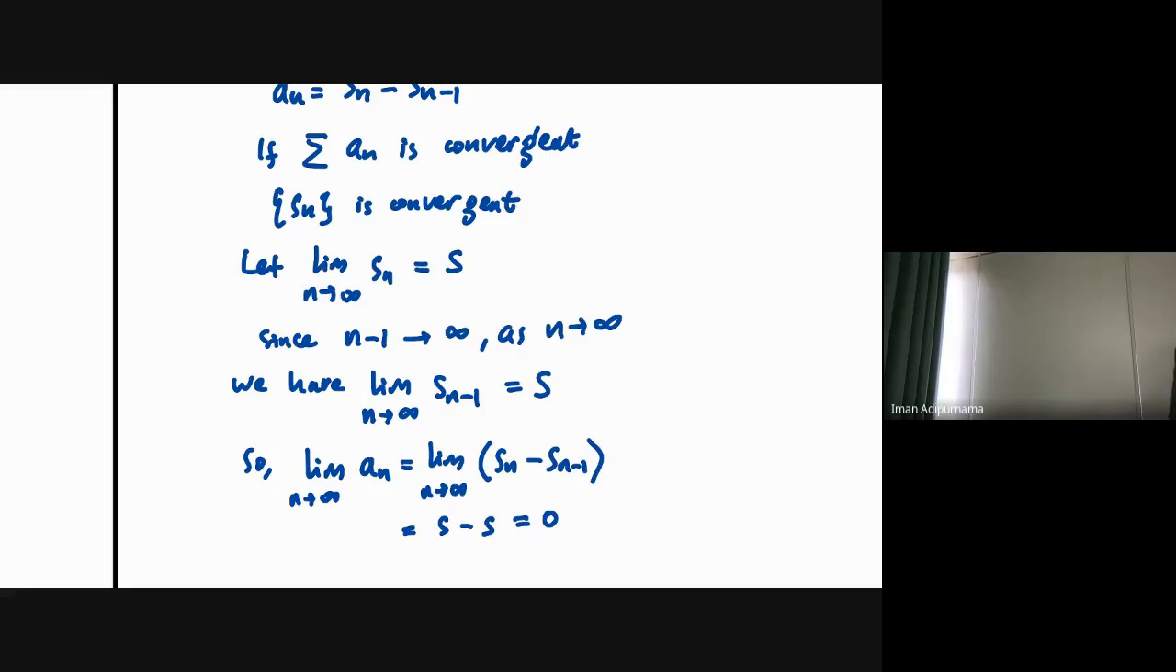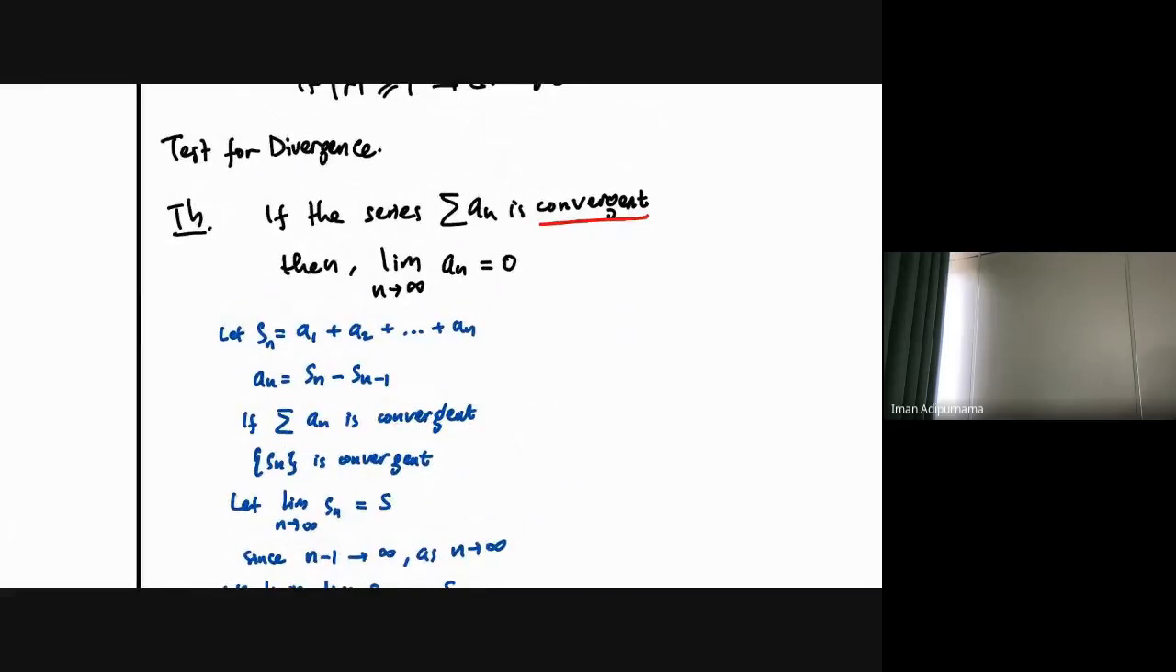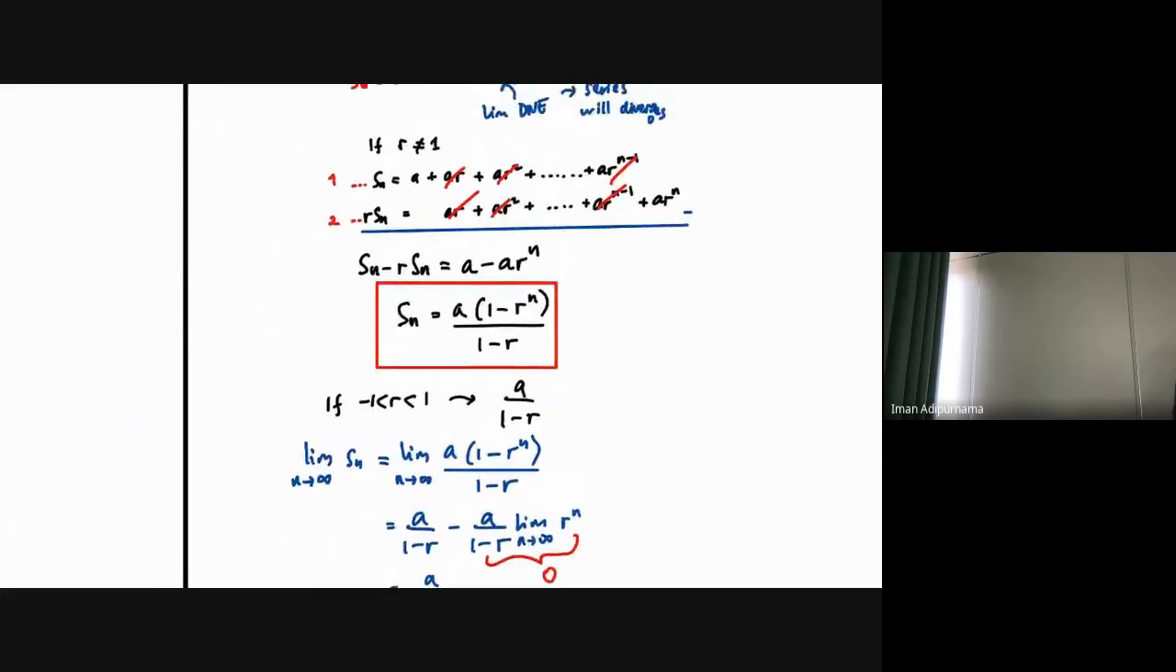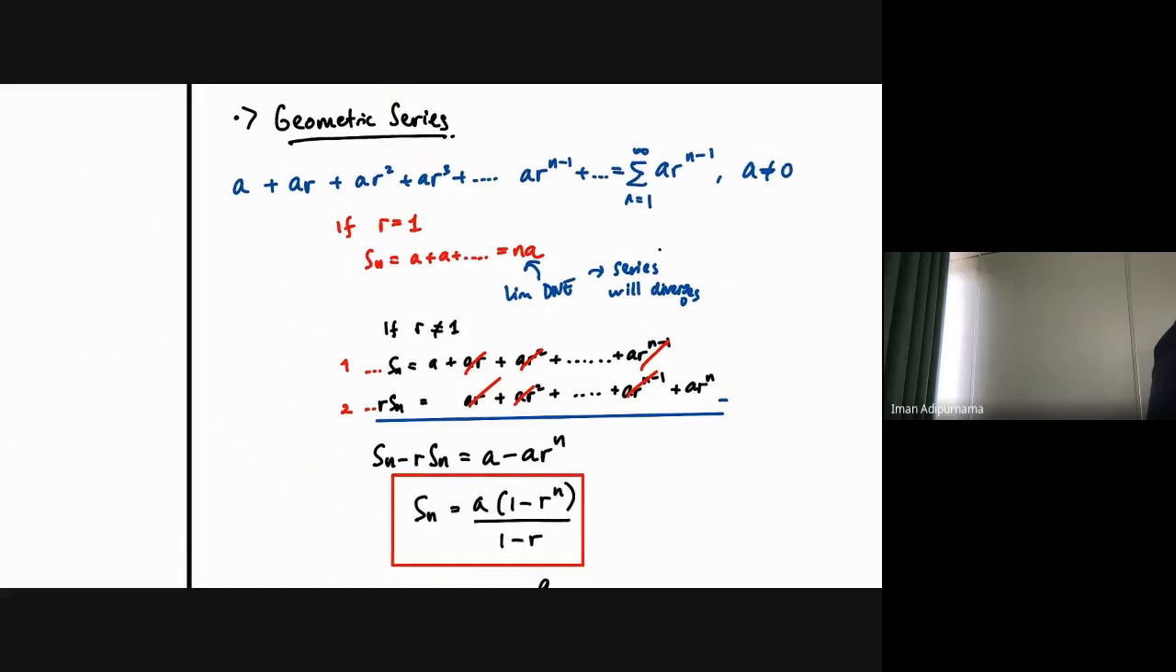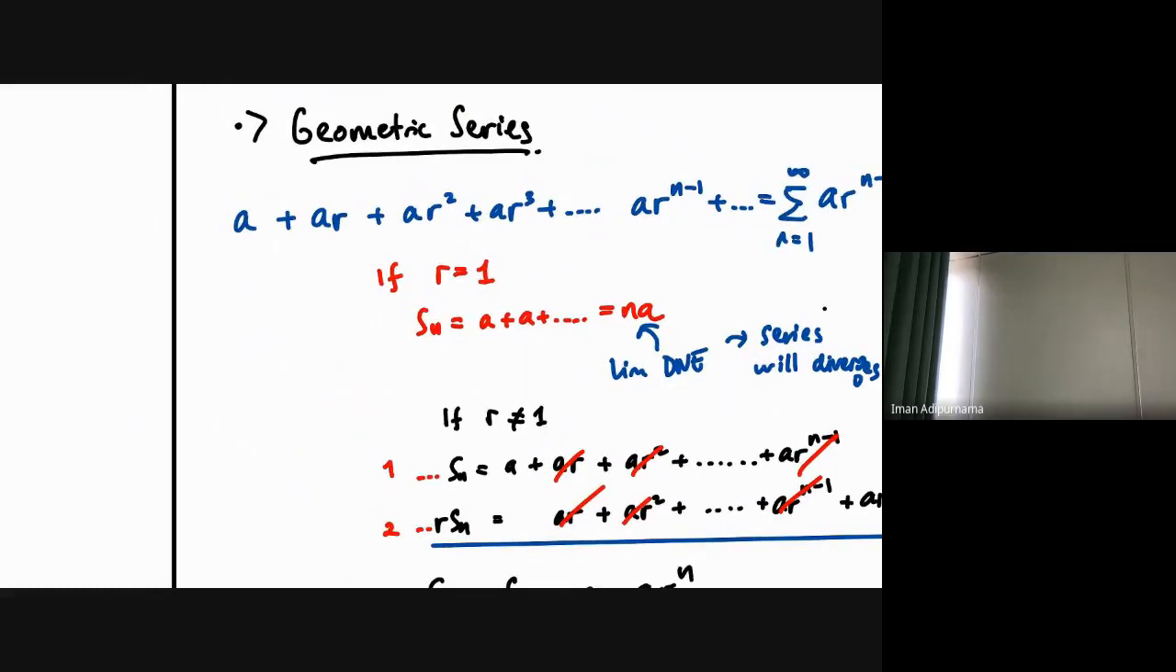Okay, that's the theorem. Let me review a little bit. I hope you remember the geometric series. A geometric series starts with a sequence that has relations with a ratio. We multiply each term by this ratio. Then we have these relations, and we can conclude Sn and rSn, and then see the relations.